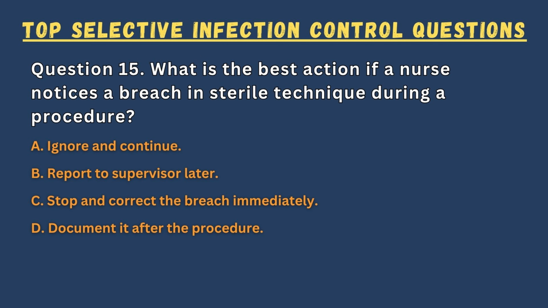Question 15. What is the best action if a nurse notices a breach in sterile technique during a procedure? A. Ignore and continue. B. Report to supervisor later. C. Stop and correct the breach immediately. D. Document it after the procedure.